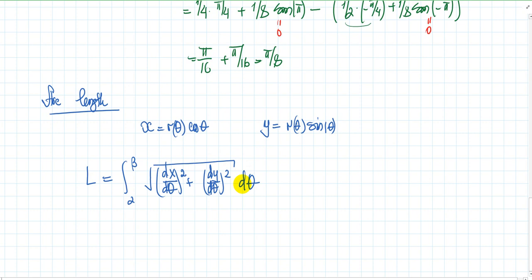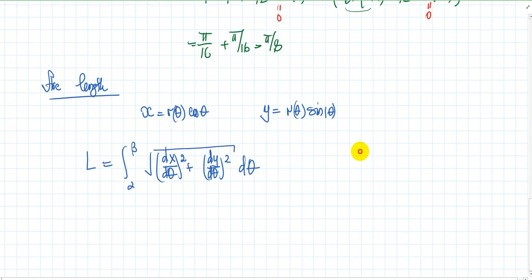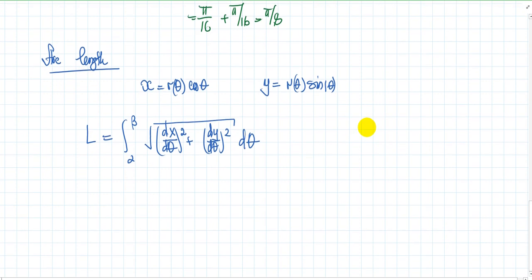Before we start, we need to take the derivative. We need to know the derivative of x and the derivative of y. So let's simplify this. I'm not going to use the formula for arc lengths in this form. I would like to simplify it a little bit. Do you remember what the derivative of x with respect to theta was?